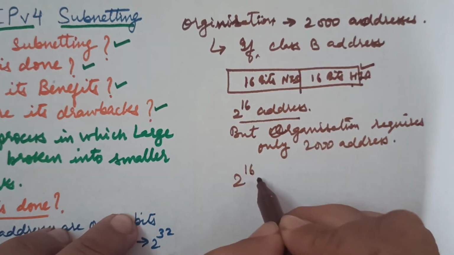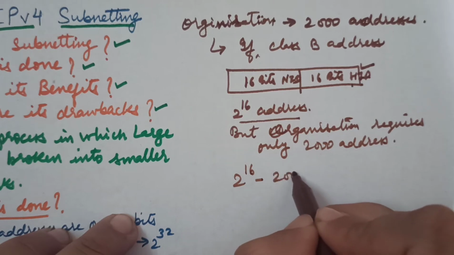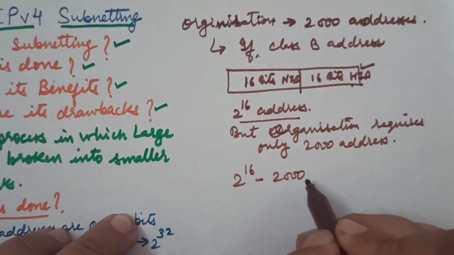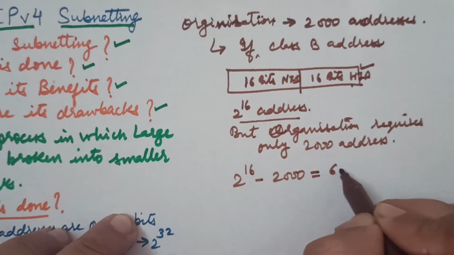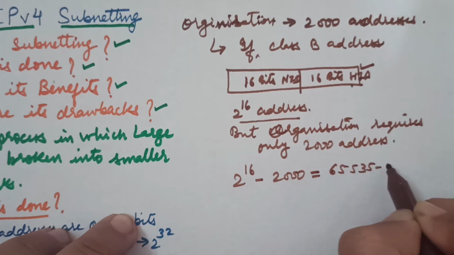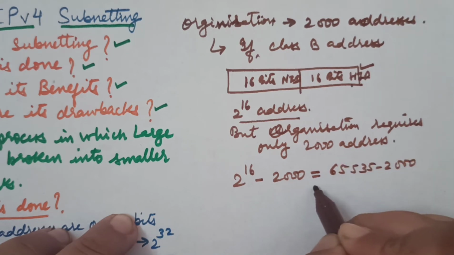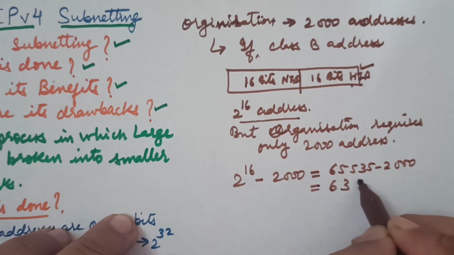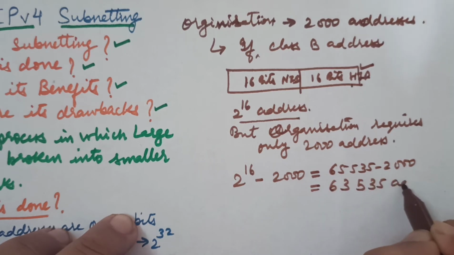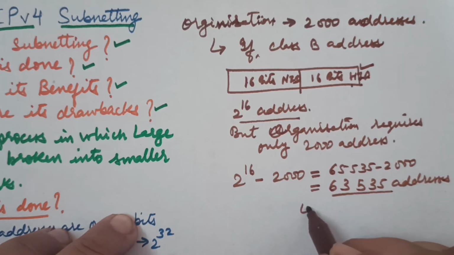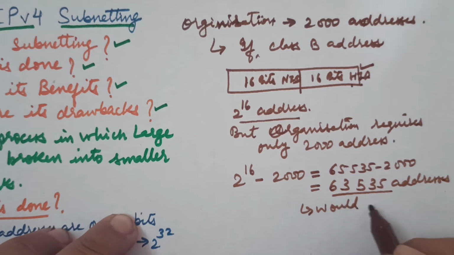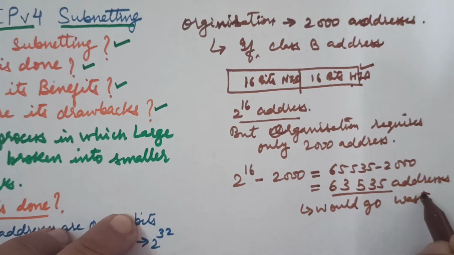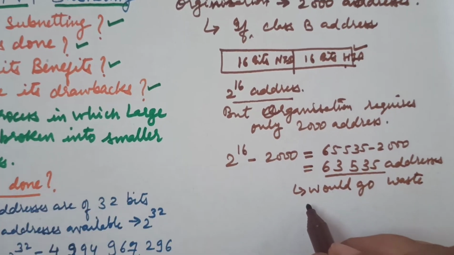So 2 raised to 16 minus 2000 addresses would go waste. 2 raised to 16 minus 2000 is 65536 minus 2000. This difference is very large. It is equal to 63536. These many addresses would go waste if the organization is allocated a block from class B address range.